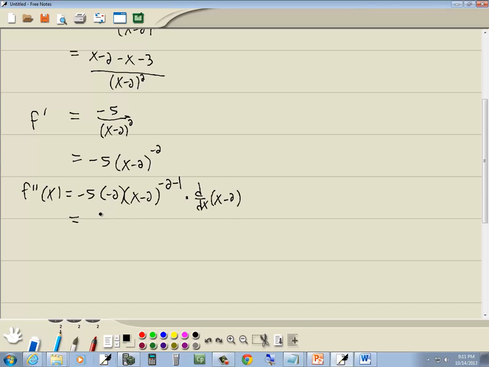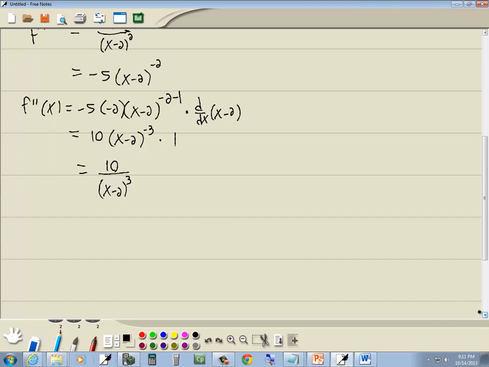Well, negative 5 times negative 2 is a positive 10. X minus 2 to the negative 3. The derivative of x minus 2 is 1. So we're going to take that x minus 2 to the negative 3, move it back down to the denominator. So we'll have 10 over x minus 2 to the positive 3. And that's our second derivative.